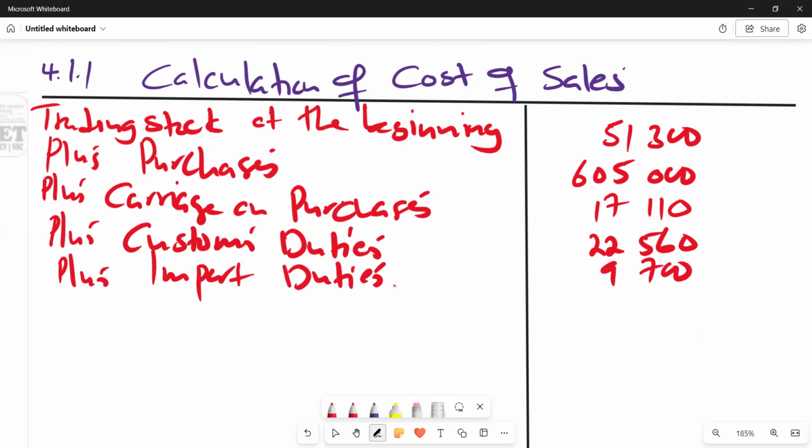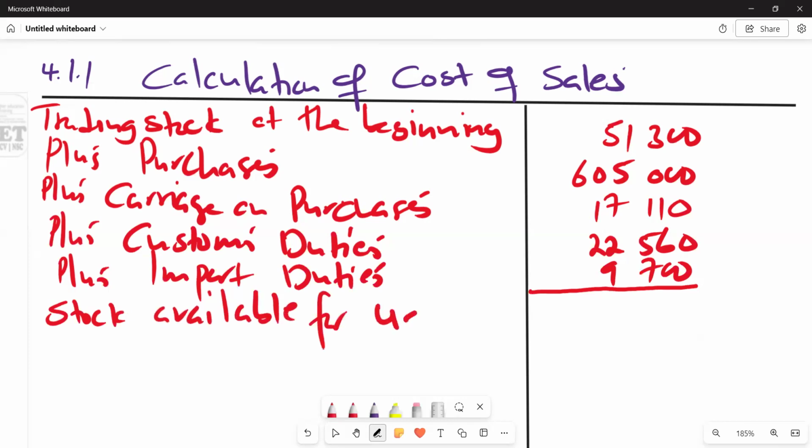And then the figure that you get there, if you add, you're going to get the figure for stock available for use. So basically, we are going to say the 51,300 plus 605,000 plus 17,110 plus 22,560 plus 9,700. And then the answer that you are supposed to get there would be 705,670.